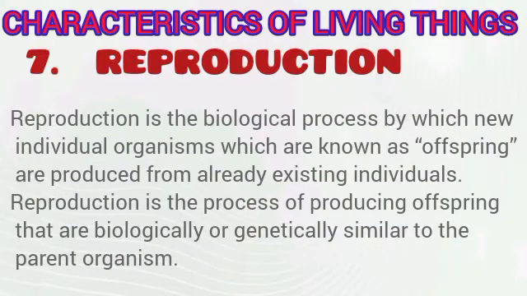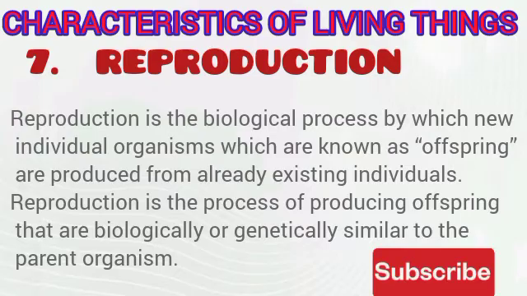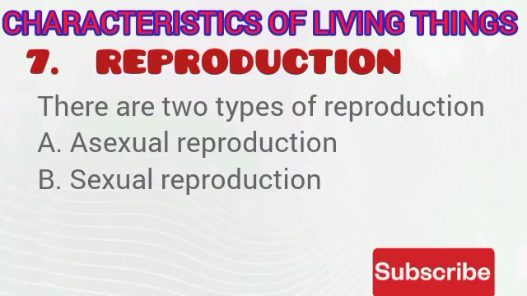The last characteristic that we are going to discuss in this lecture is reproduction, which is the biological process by which an organism, termed the parent, which can be one or two, produces offspring which are genetically similar to them. Take note that reproduction can be carried out by two organisms or one organism depending on the type of reproduction. We actually have two types of reproduction. We have asexual reproduction and we have sexual reproduction.